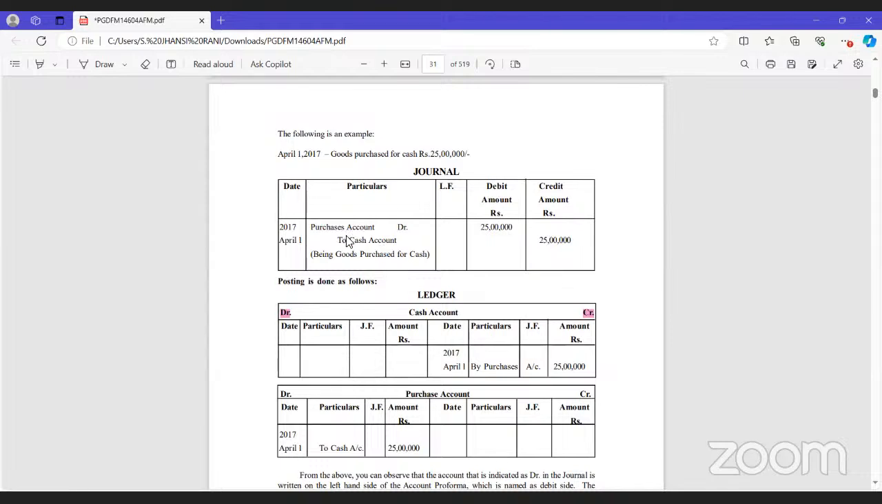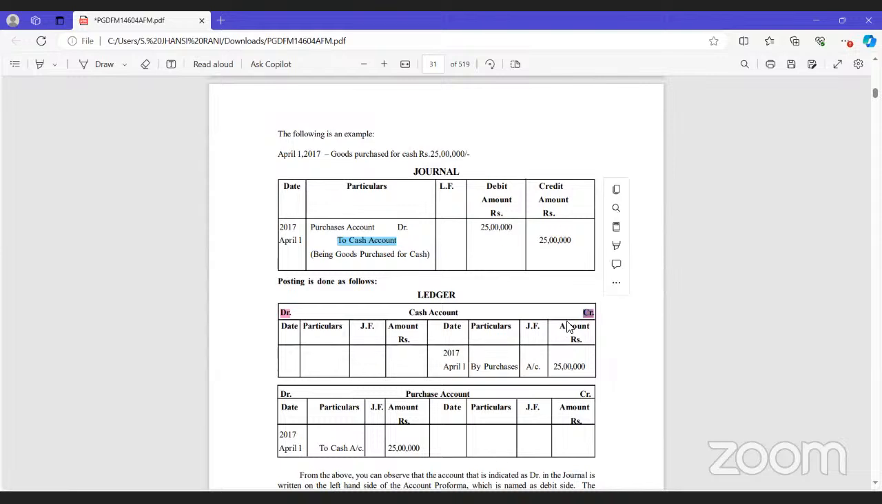Look at your cash, in which place is it? This place is called the credit place. That's the reason: purchase account debit to cash account. Now cash is in which place? It is in credit position. So when we are writing in the cash account, we will come to the credit side. You can look at your credit side given now.